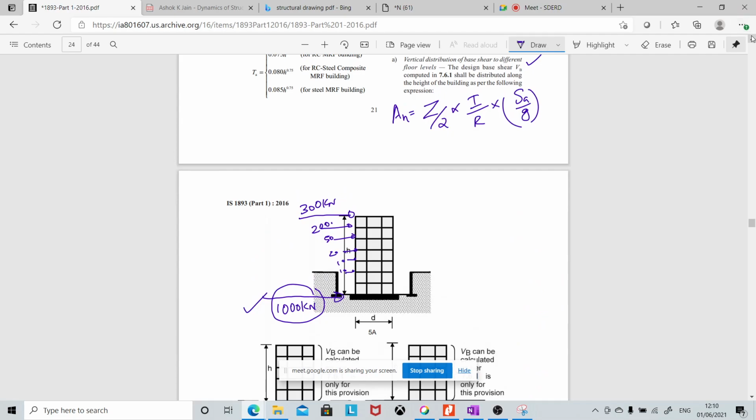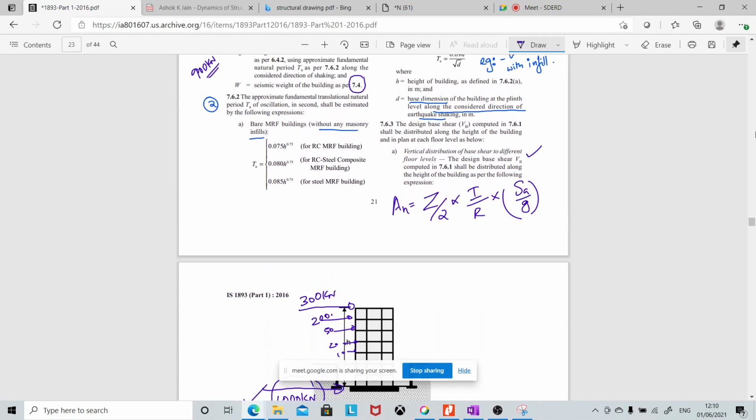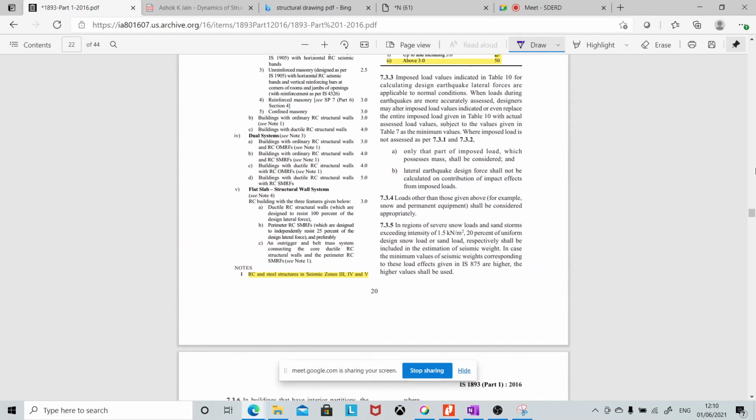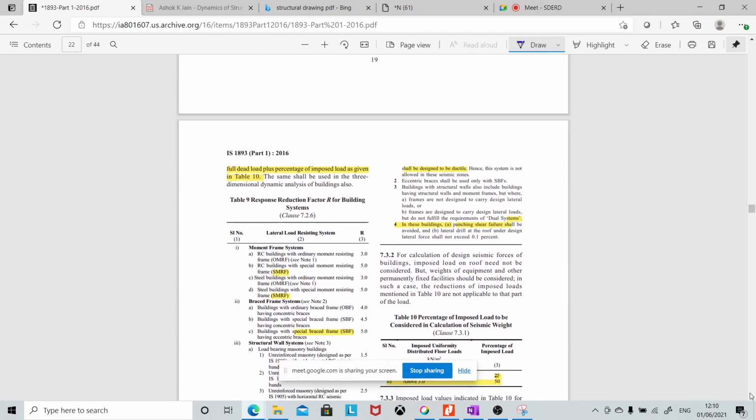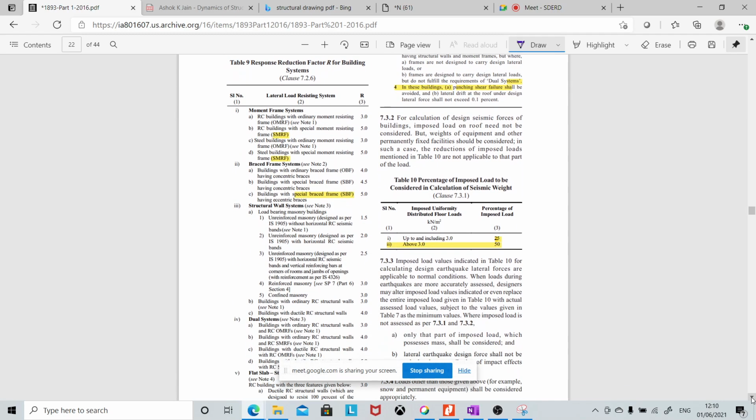Now I means importance factor, and R means response reduction factor. Now let us see where to get I and R. So response reduction factor is given here, in table 9. Various types of buildings are given. We only require to know these two, that is special moment resisting frame as well as ordinary moment resisting frame. Ordinary moment resisting frame is 3 and special moment resisting frame response reduction factor is 5. So these two are typically required in our case.